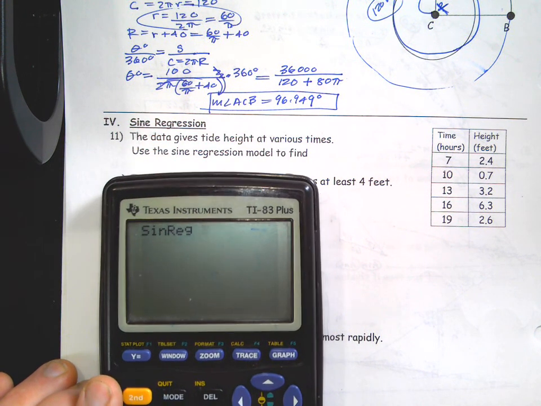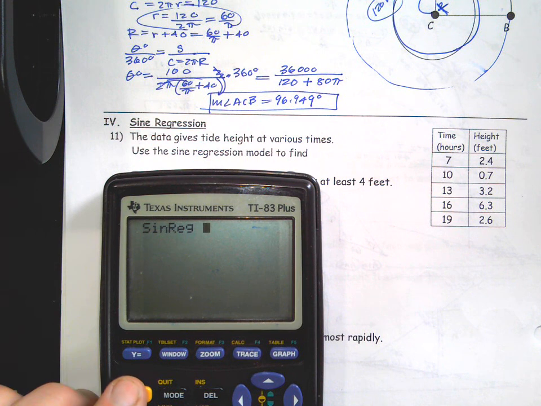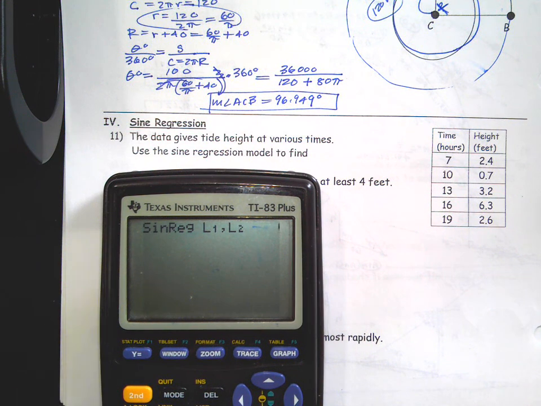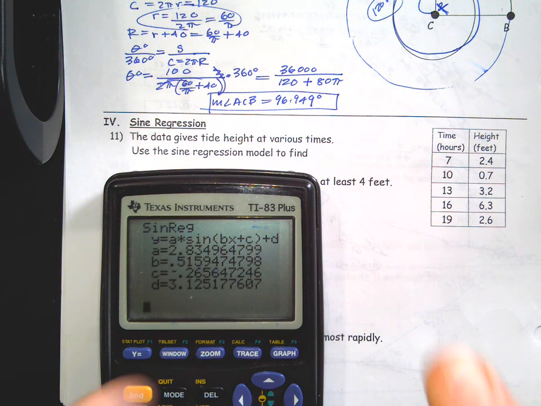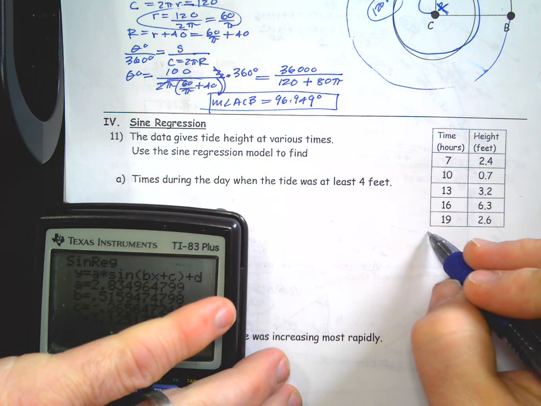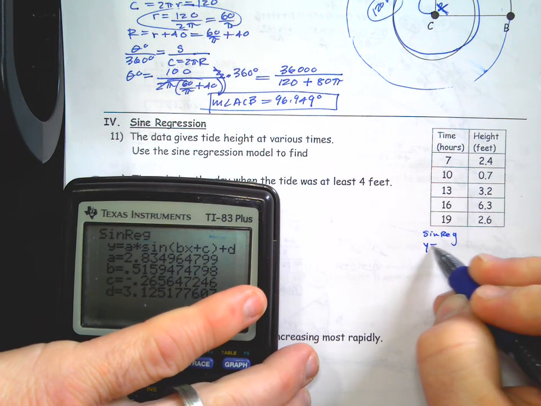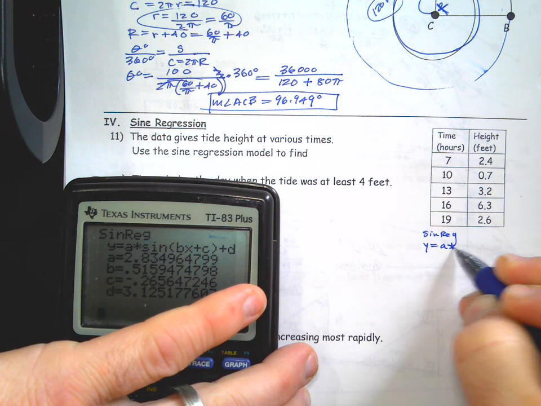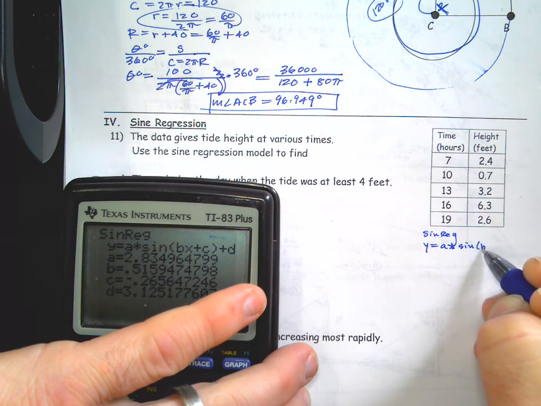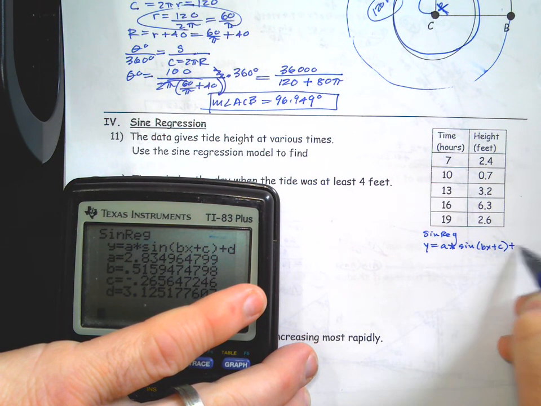Now, if they're in list 1, list 2, you could just enter, or you could always type them in. Second, number 1, L1, comma, second, number 2, L2. It does the same thing. It'll automatically pick L1, L2. We're going to write this down, okay? So sine reg, you got to write all this down. Y equals A times sine of BX plus C plus D.